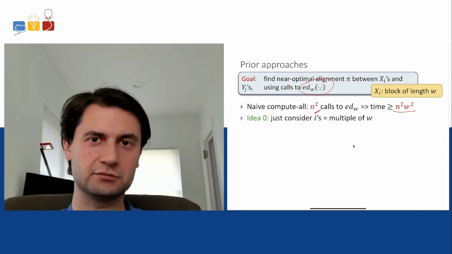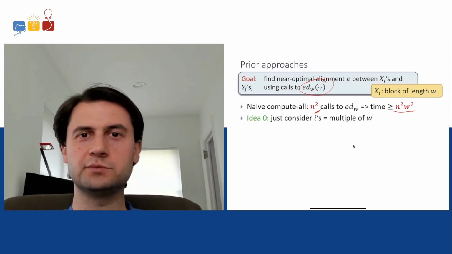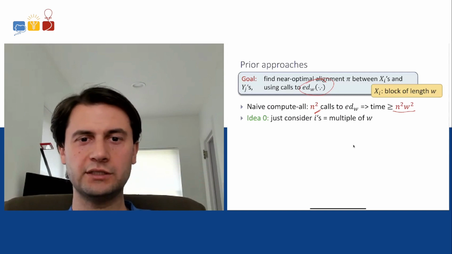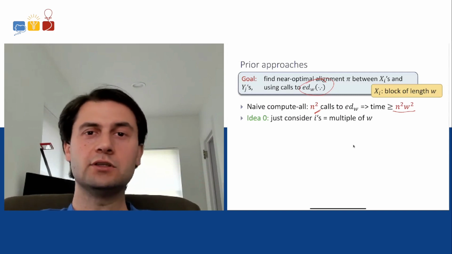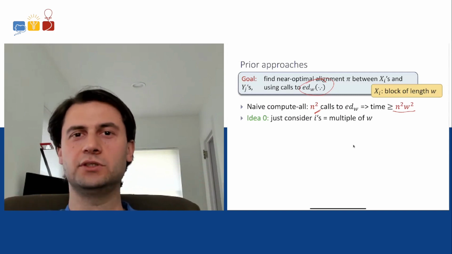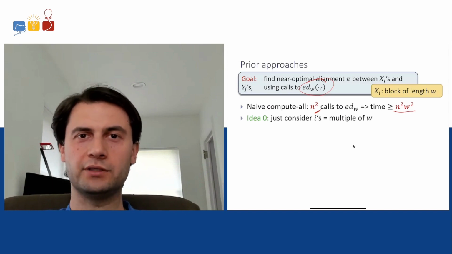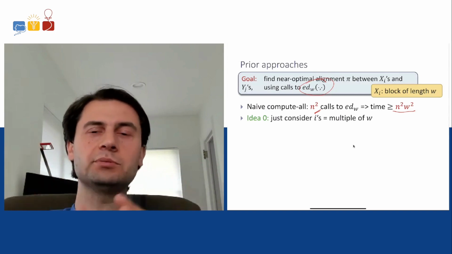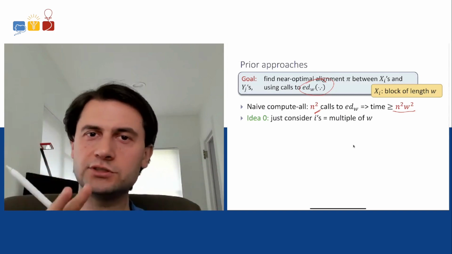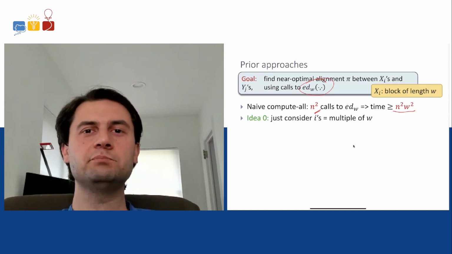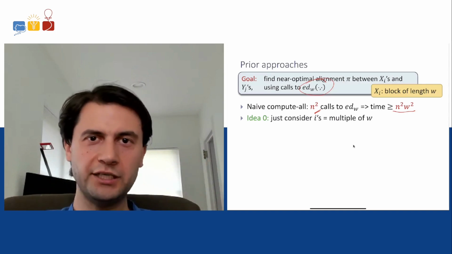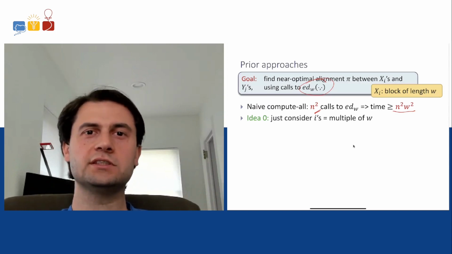So here is idea 0. I call it that because it appeared in previous papers on edit distance as well. It's a common idea. It says, well, why did we define these blocks? These blocks are very overlapping. If we consider all the possible blocks X starting at position 1, position 2, position 3, they have a big overlap. So in a sense they repeat the information a lot of times, so this is not very efficient.